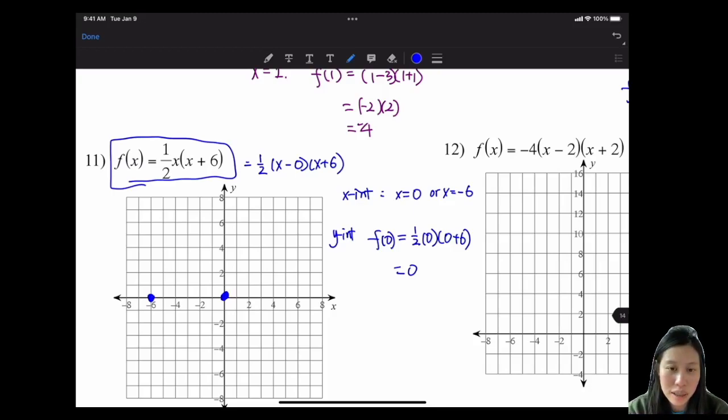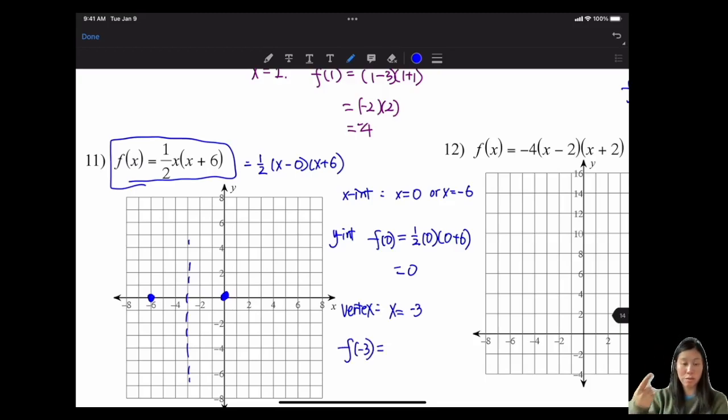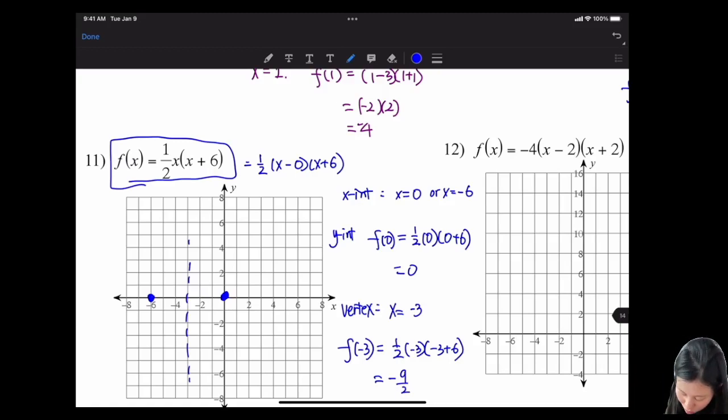Okay, so now the next one is we want to find the vertex. So the vertex is in between. So between -6 and 0, the middle one should be what? -3. So x equals -3. When x equals -3, the function equals 1/2 times -3 times (-3 plus 6), which is -9/2, which is -4.5, which is here.